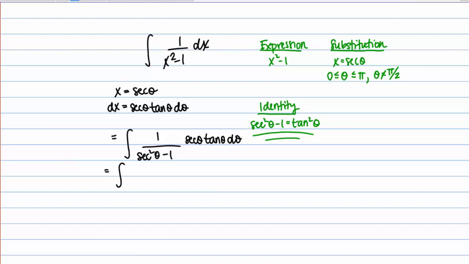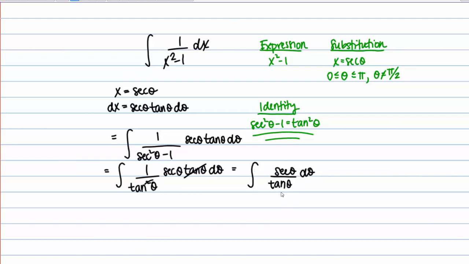Now in my denominator, I'm going to use this Pythagorean identity to rewrite secant squared of theta minus 1 as tangent squared of theta. So I have 1 over tangent squared of theta, and then times secant theta, tangent theta, d theta. So I see now that I can reduce this a little bit by canceling out a factor of tangent of theta from the top and the bottom. So if I do that, it's going to leave me with the integral of secant theta over tangent of theta d theta.